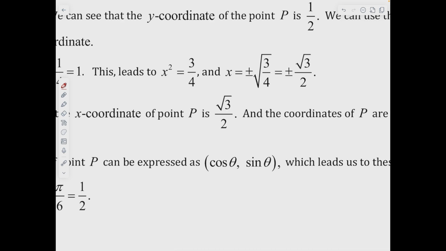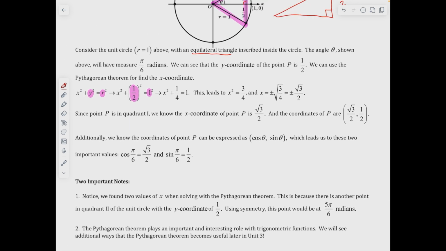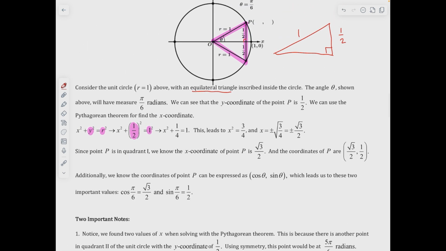The square root of 3 we don't know. The square root of 4 is 2. So we have plus or minus the square root of 3 over 2. But since P is in quadrant number 1, we know that the x coordinate is the positive square root of 3 over 2. And the coordinates of P are now root 3 over 2, 1/2.